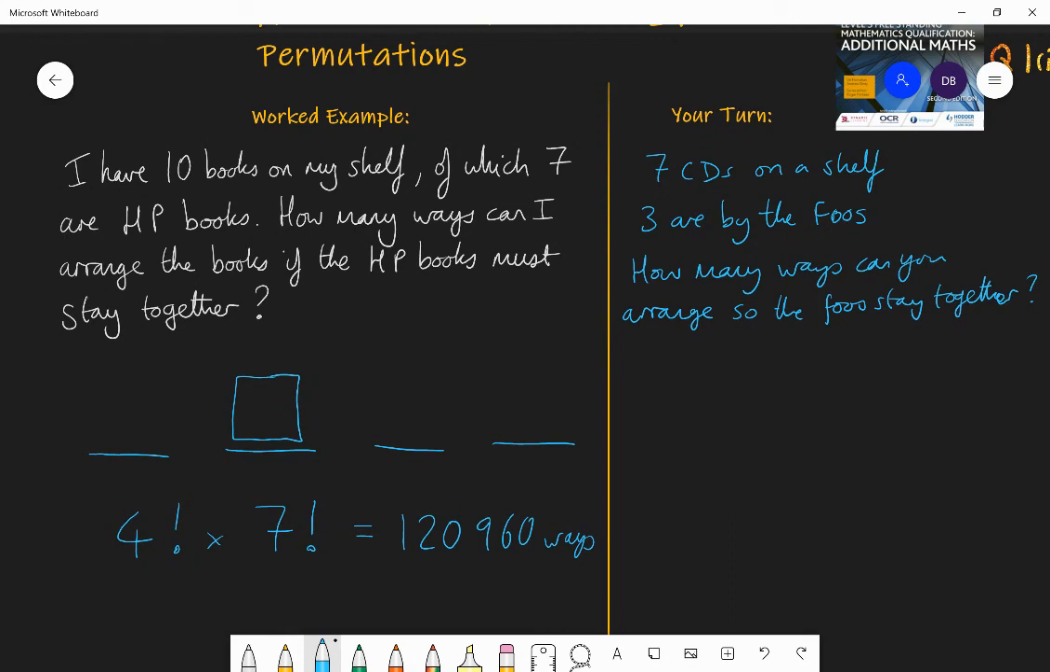The answer is, firstly, you have 3 Foo CDs, and therefore there are 4 other ones. So think of the 3 Foo CDs as one block. Really, you have 1 Foo block and then 4 other blocks. That's 5 units that you're arranging, so that would be arranged in 5 factorial ways. But then for each of those 5 factorial ways, you can rearrange the Foo Fighter CDs themselves in 3 factorial ways. So 5 factorial times 3 factorial, which is 720 different possible ways. If you got that right, superb.